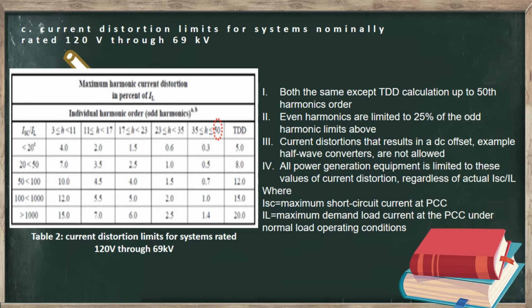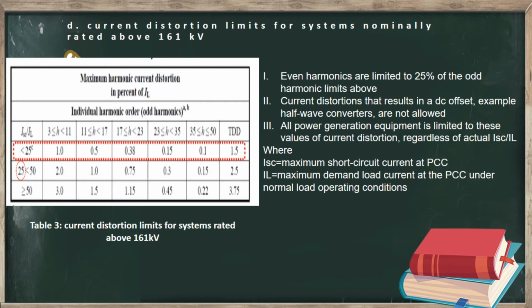So ISC means the maximum short circuit current at the PCC, and IL means the maximum demand load current at the PCC under normal load operating conditions. For D, we must see the system current distortion limit for systems normally rated above 161 kilovolt. Table 3 shows the current distortion limit, where even harmonics must be limited to 25% of the odd harmonic limit. All power generation equipment is limited to this value of current distortion regardless of the actual ISC divided by IL.